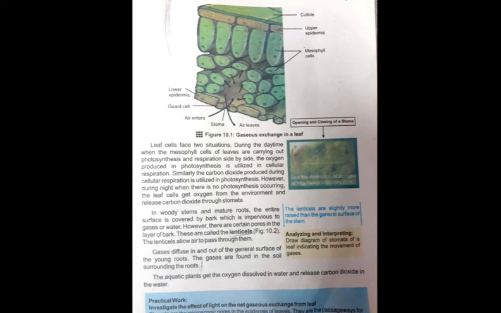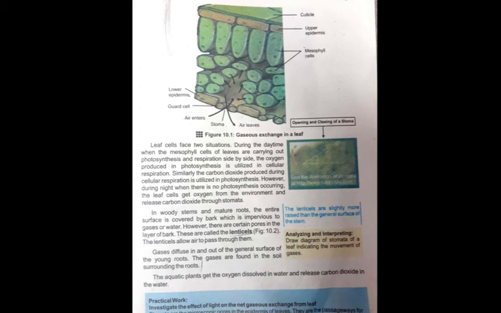Now we will come towards the gaseous exchange in plants. In young stems and leaves, most of the gaseous exchange takes place through stomata. But some young stems and leaves have cuticle which is present over the epidermis, and some gaseous exchange occurs through the cuticle.